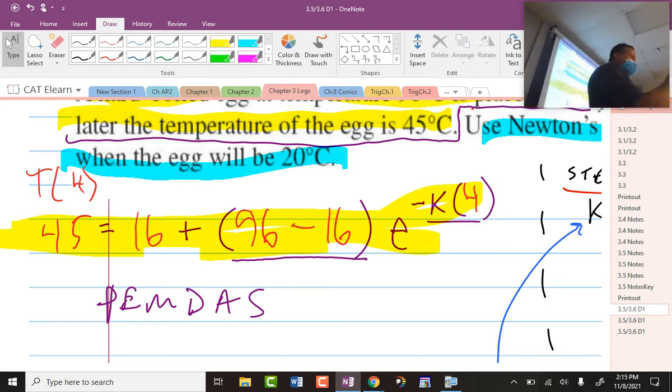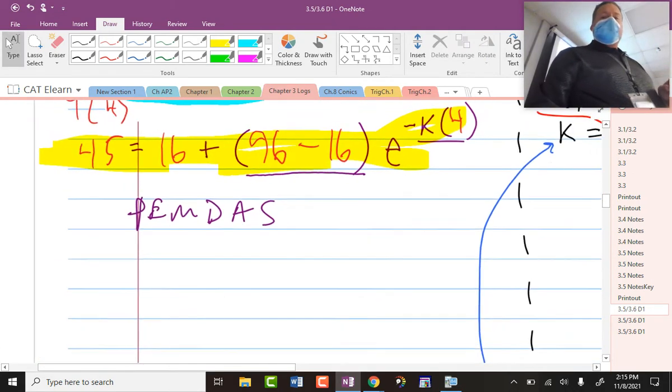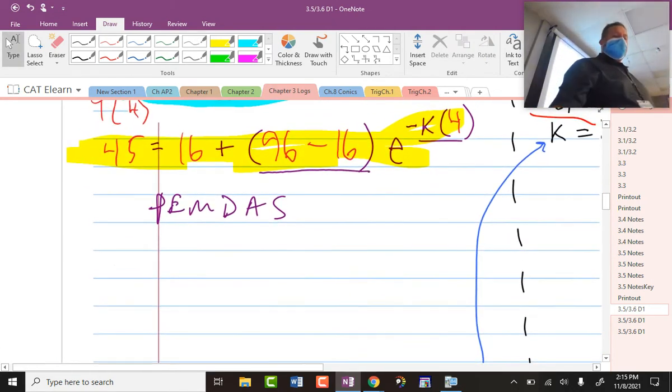So this shouldn't be a problem. I've got the formula in front of me. You just got to know what T sub 0 is, T sub M, and then know that this is the new temperature after that time. But now this is where I can't accept errors anymore. You've got to be good mathematically.